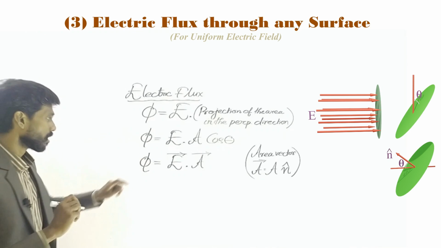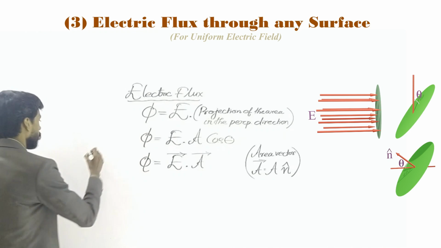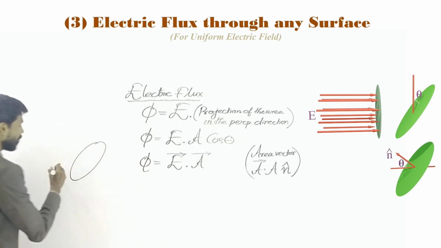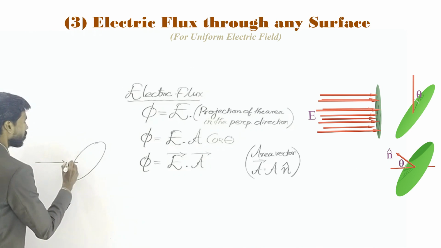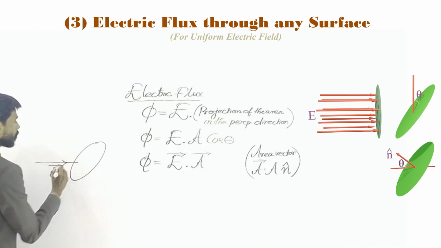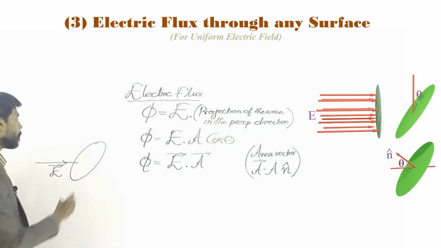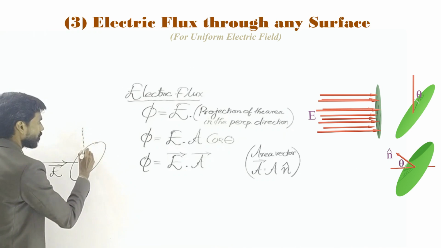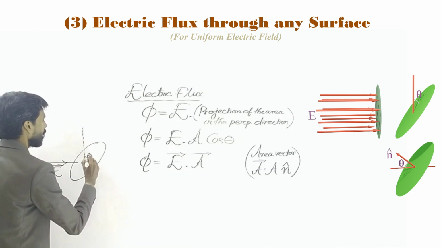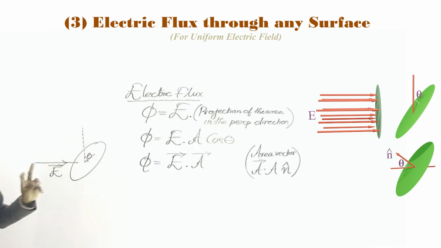Is that okay? Yes. Now see, this is very important to understand the difference here. Suppose there is a surface and there is electric field in this direction. So this is the electric field. Now this surface is not perpendicular to the electric field. This surface makes some angle, say theta, with the vertical. So the angle made by the surface with the vertical is taken to be theta.